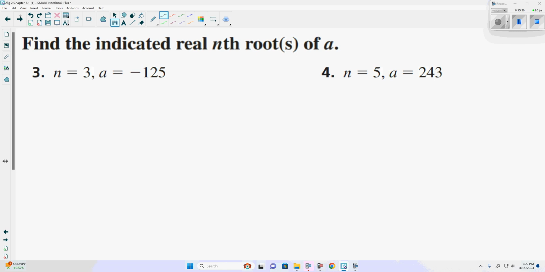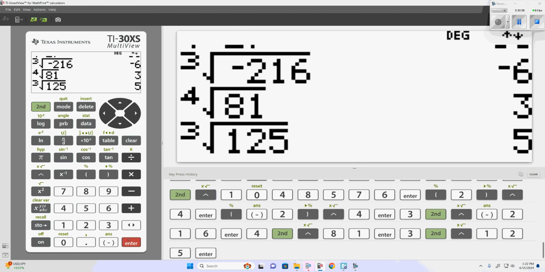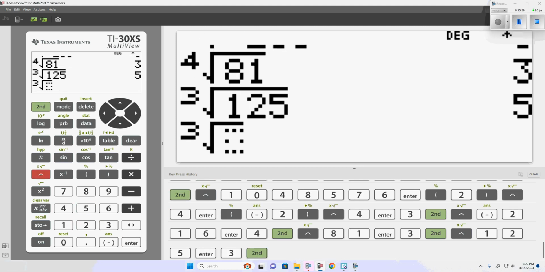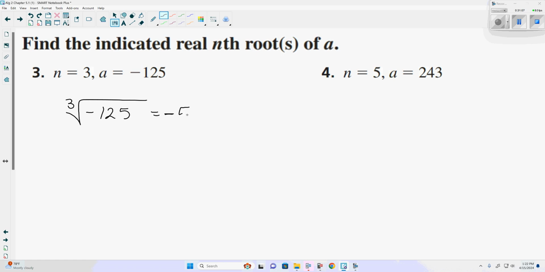N is 3 and a is negative 125. So we will have one real root. We just need to figure out what it is. Now, I will tell you this, with odd roots, if it's cube roots, fifth roots, if the number starts out negative, it's going to end up being negative. We can put this into the calculator. The cube root of negative 125 is negative 5. If it would have been positive, it would have been positive 5.